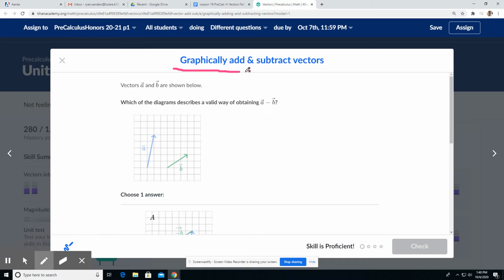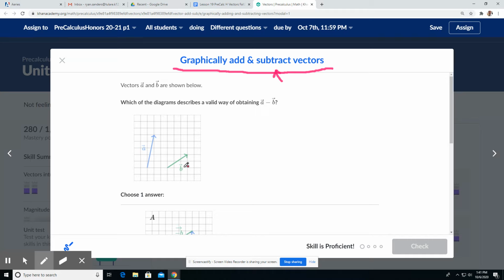We are graphically adding and subtracting vectors here. The key with subtraction is to remember that it changes the direction. Usually the vectors would go from the terminal end to the initial end. If we're adding them, we just have to remember that when we subtract, it switches the direction. So which of the diagrams describes a valid way of obtaining A minus B?